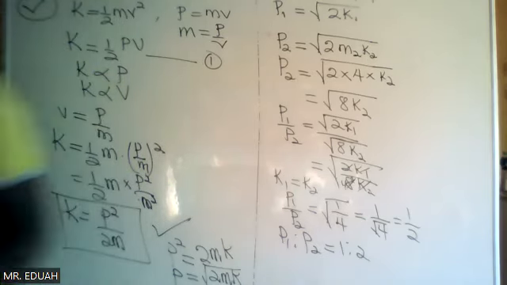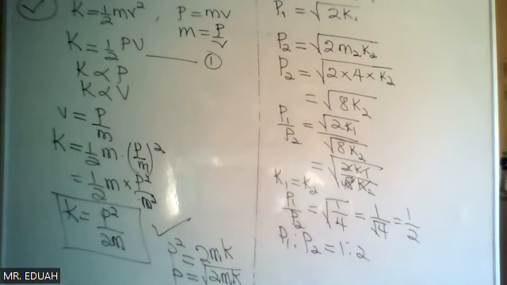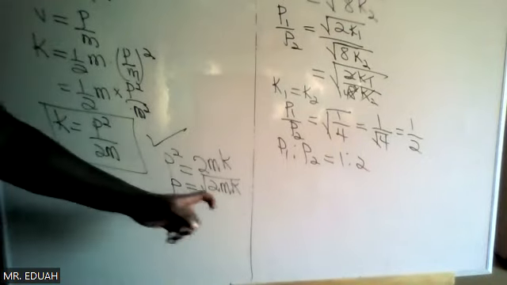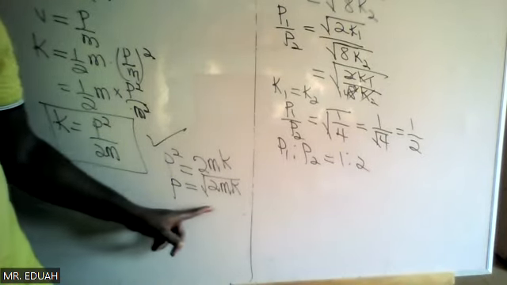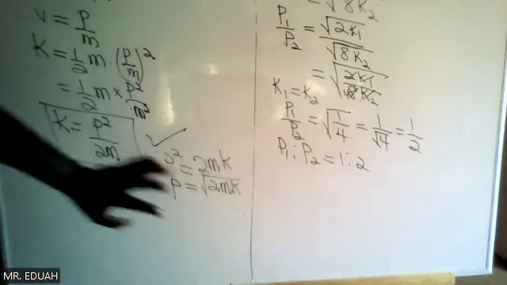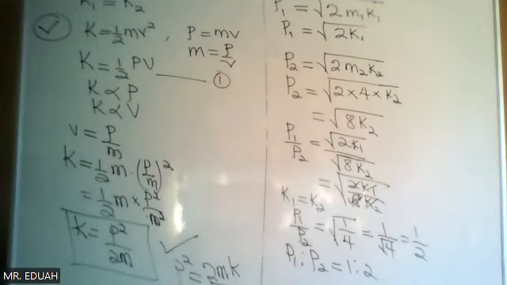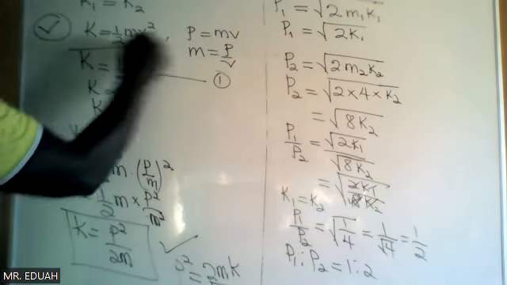Please, does that mean that the general formula to find it is P equal to root 2mk? The general formula connecting momentum and kinetic energy is this. P is equal to the square root of 2mk. Or it can also be this one.